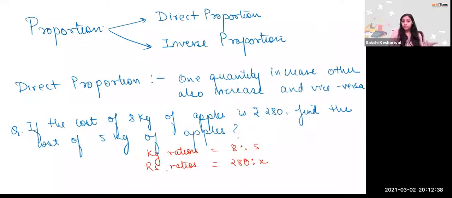If they are in proportion, can I say that 8 by 5 is equal to 280 by x? Yes or no? So 8 into x is equal to 5 into 280, right? So x is equal to 5 into 280 divided by 8. If you just do the cancellation, so it is 8 table, right?